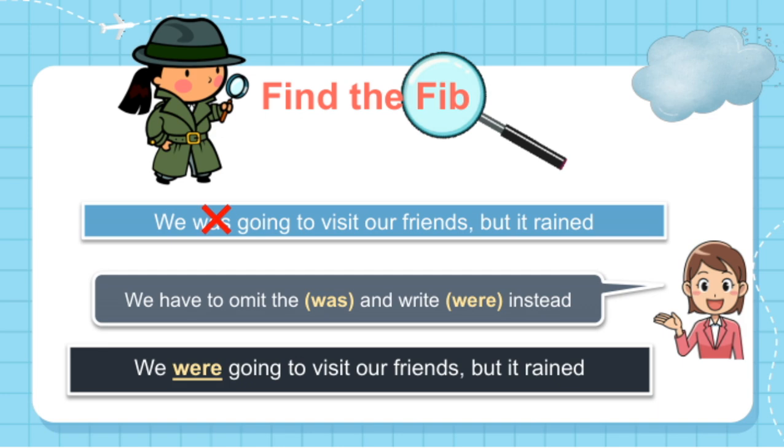The false part is actually in the sentence, "We was going to visit our friends, but it rained." It's a common mistake, but grammatically incorrect. Recognizing these kinds of errors helps us improve our language skills and communicate more clearly. Remember, paying attention to subject-verb agreement is key in making sure your sentences are correct.